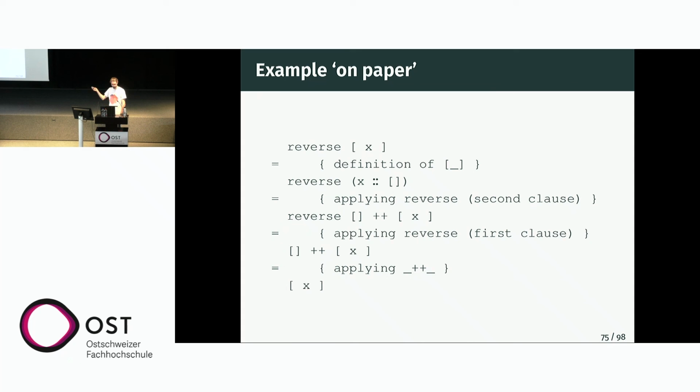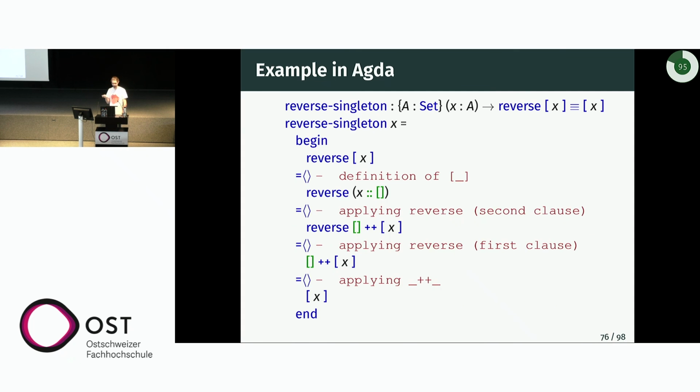And so this proof, instead of writing it on paper, we can actually write it in Agda, and then it looks like this. So this is a proof that reverse of a singleton list is a singleton list. And it almost looks the same as what we wrote on paper. So we have a bit of extra syntax here. We have this begin keyword, an end keyword, and then between the equations we have this equals with angle brackets.